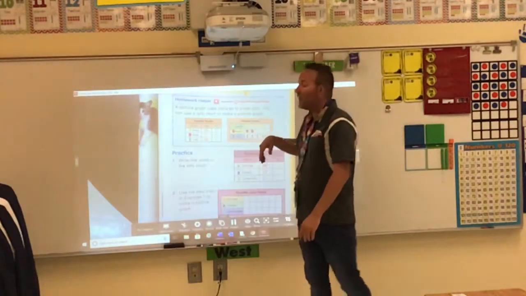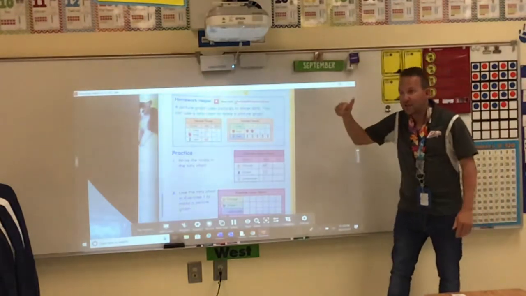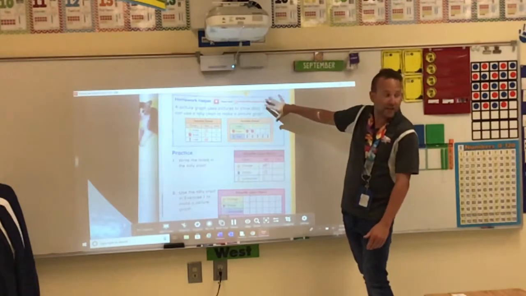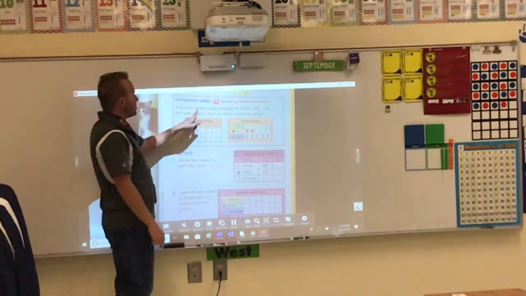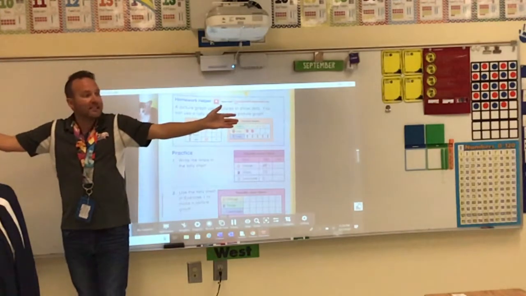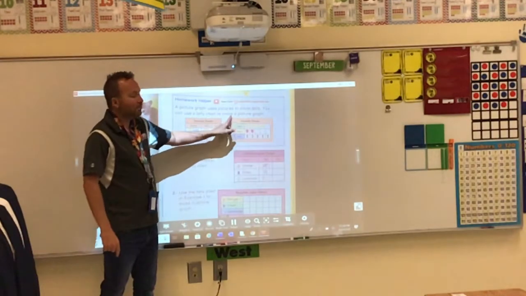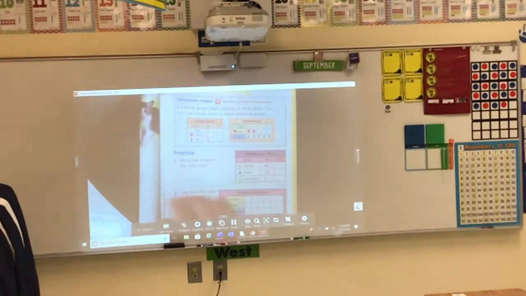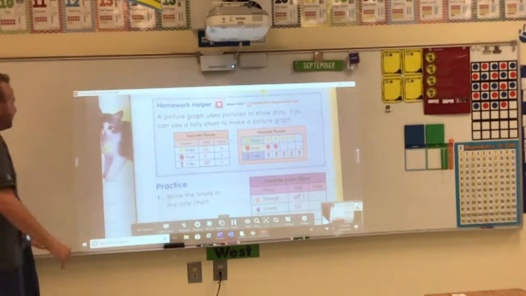So I want you to look up here. I'm going to show you how to think aloud on how to solve problems and solve questions with our picture graphs, okay? So it says right here, a picture graph uses pictures to show data. Oh my goodness, it's the same thing as a tally graph, only we're using pictures. You can use a tally chart to make a picture graph. Okay, so let's look up here. I'm going to zoom in right now, okay? Can you see this? It's a lot bigger now, right?